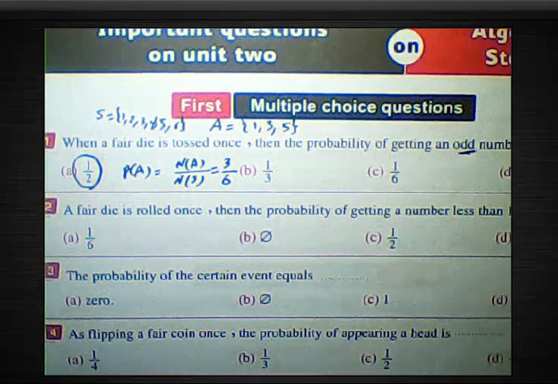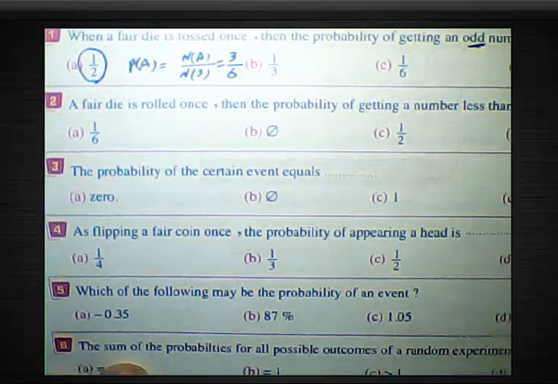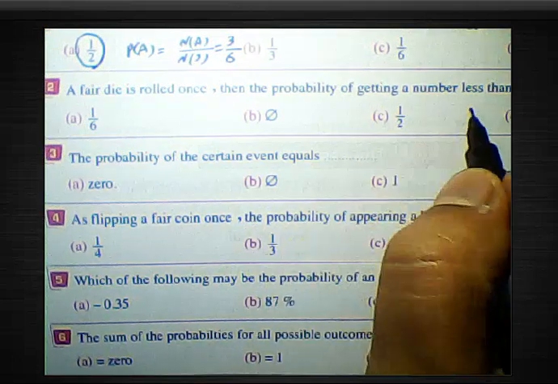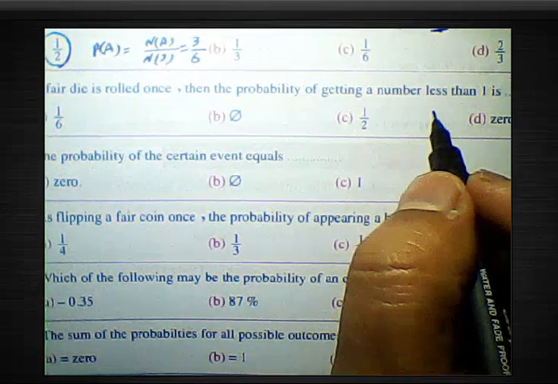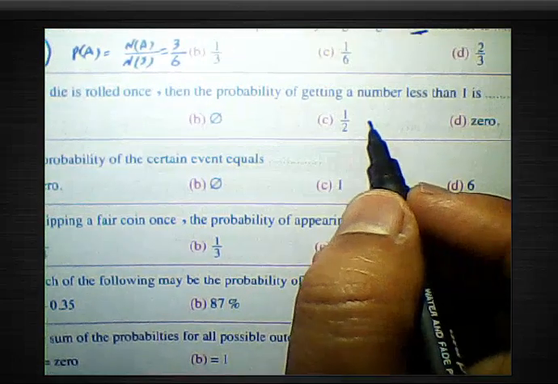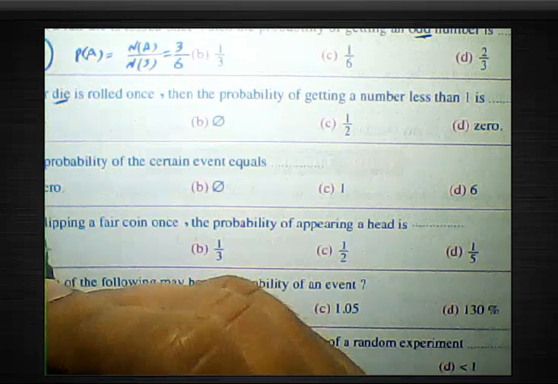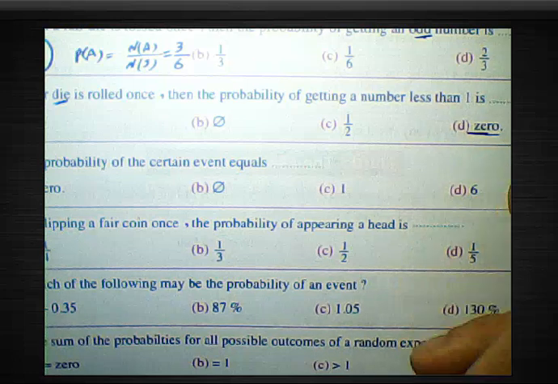Question number 2. A fair die is rolled once. Then the probability of getting a number less than 1. We want to find less than 1. We don't have a number less than 1 on a die. Okay. So the result will be 0 because it's impossible.